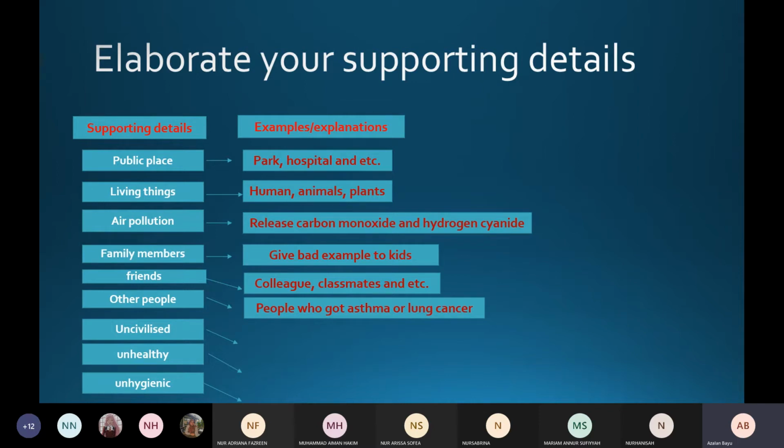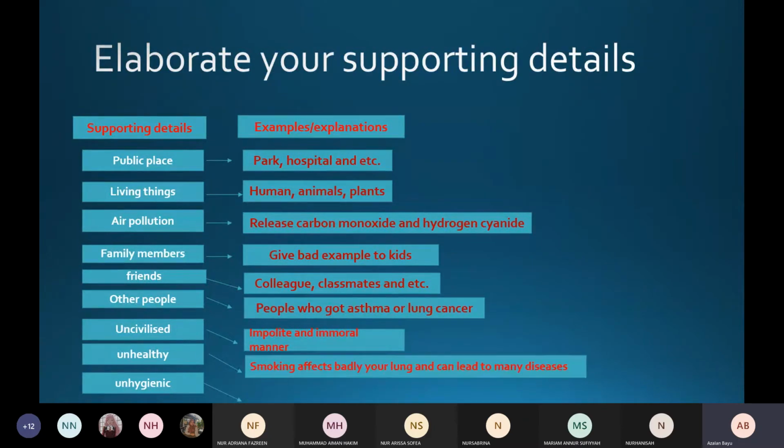Alright, and then we have uncivilized and unhealthy and unhygienic. Alright. So you explain apa maksud uncivilized, maksudnya impolite and immoral manner. And then you give explanation on unhealthy. Alright. Smoking badly affects your lung and can lead to many diseases. Bagi contoh, you can actually do research on that.